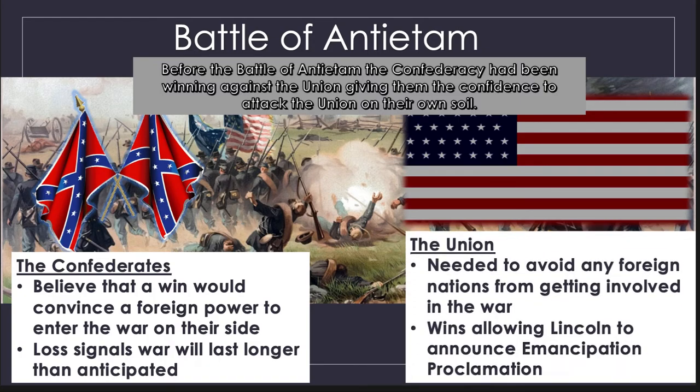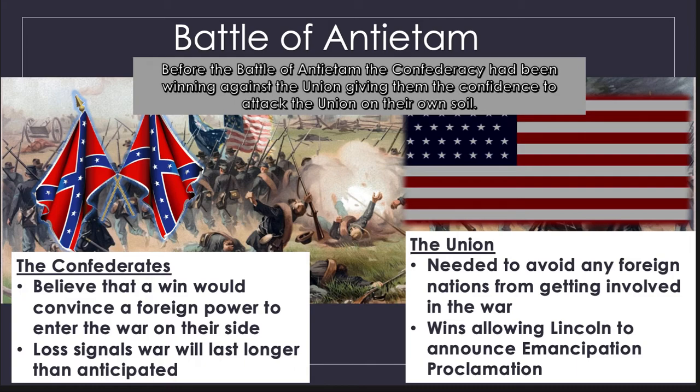On the Union side, however, the Union knew that they needed to win the battle at Antietam to avoid any foreign nations from getting involved. And a win here would allow Lincoln to announce the Emancipation Proclamation, which is what successfully happened.